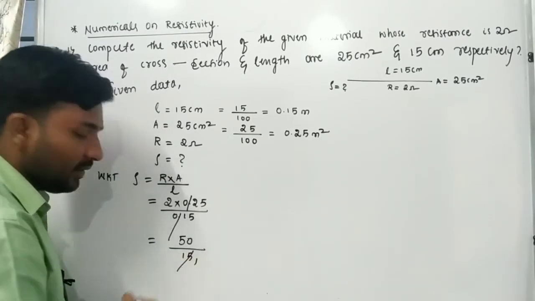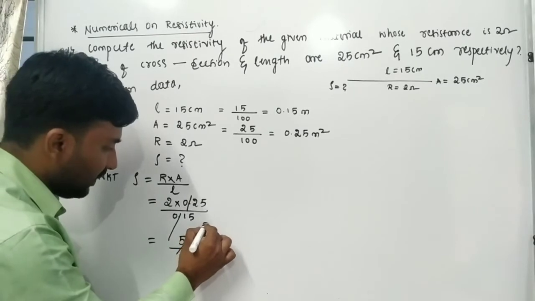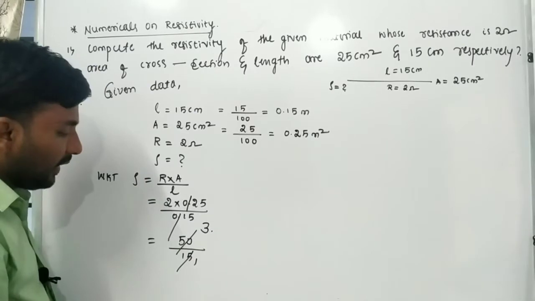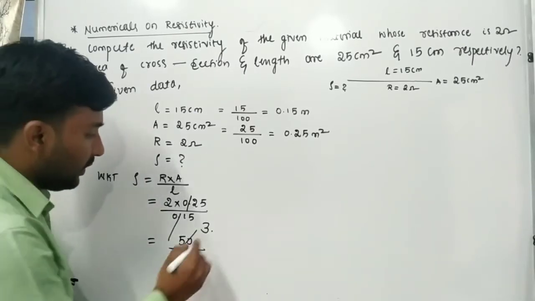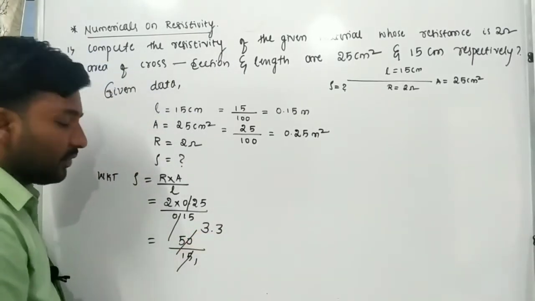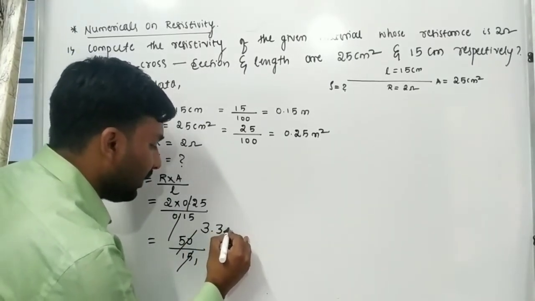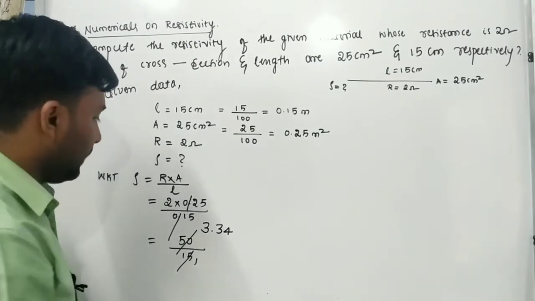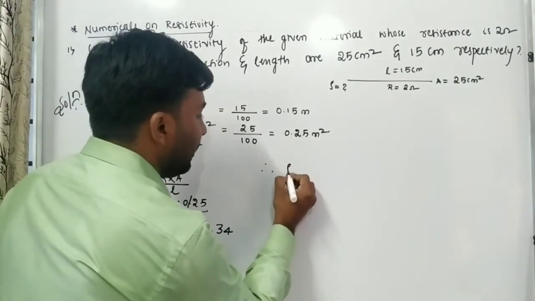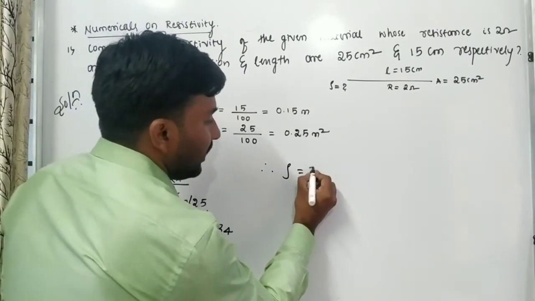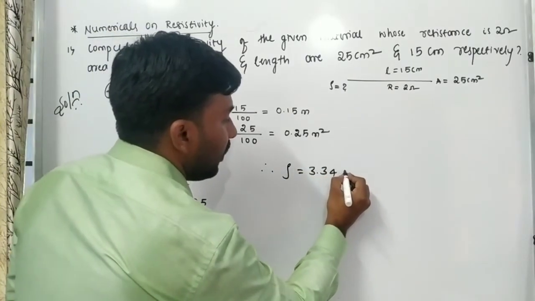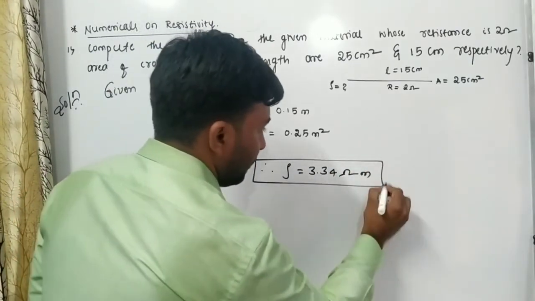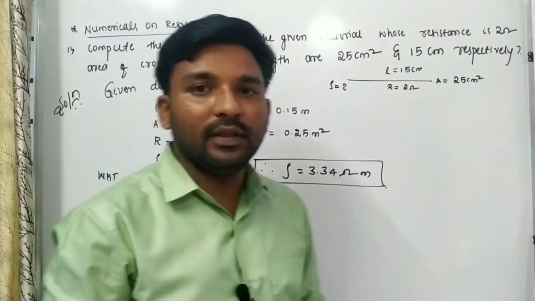So 15 ones are 15, 15 threes are 45. Put 1 point, take the 0. Again it is 50. 15 threes are 45. So here 3 will go on like this only. So I need to take the next digit, that is 4. So here the resistivity of the given wire is 3.34 ohm meter. So hence we have solved the problem.